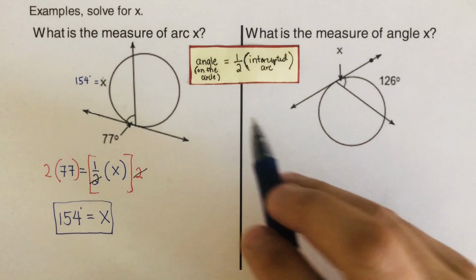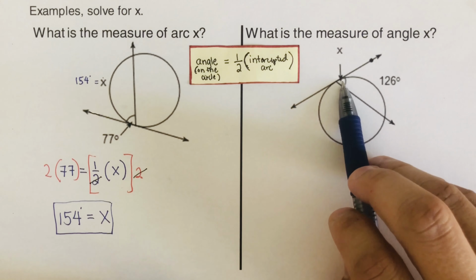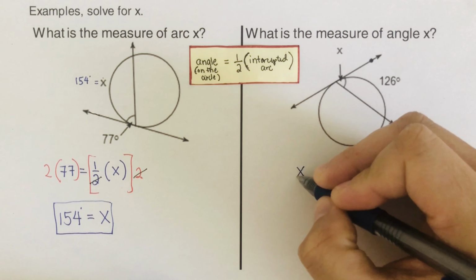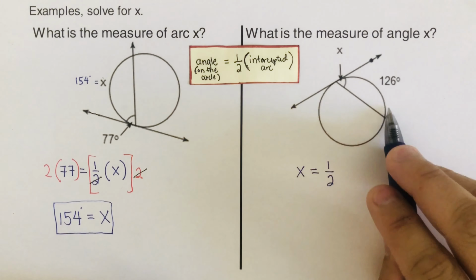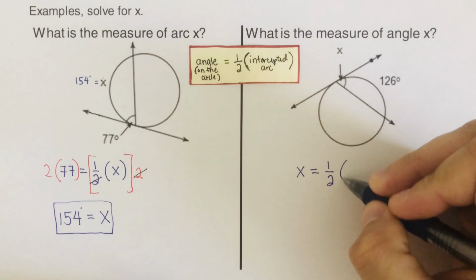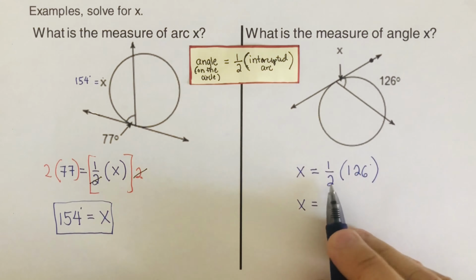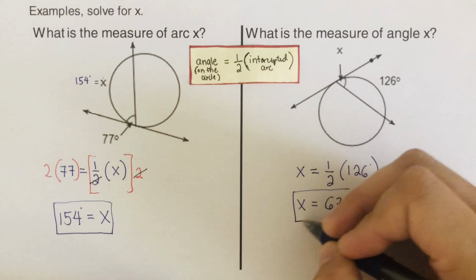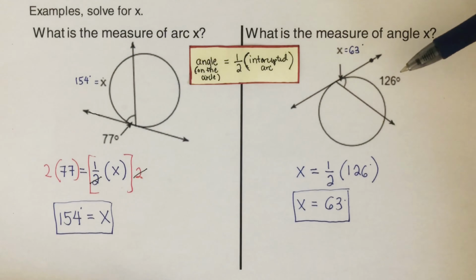Okay, so we go over the problem here. It's pretty much the same thing. We plug values into the formula. Our angle is x this time. So x, the angle, is equal to 1/2 of the intercepted arc, which is 126 degrees. So that is times 126 degrees. It's pretty straightforward. Half of 126 is 63 degrees. So this angle right here is 63 degrees, and that makes sense because half of 126 is 63.